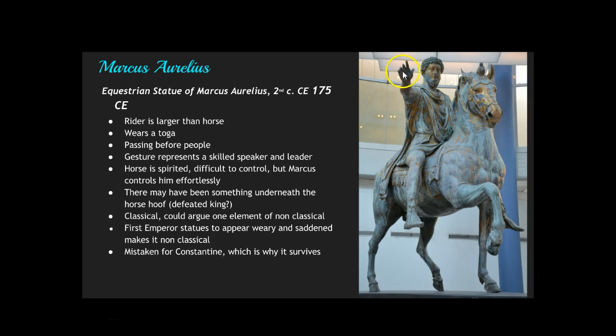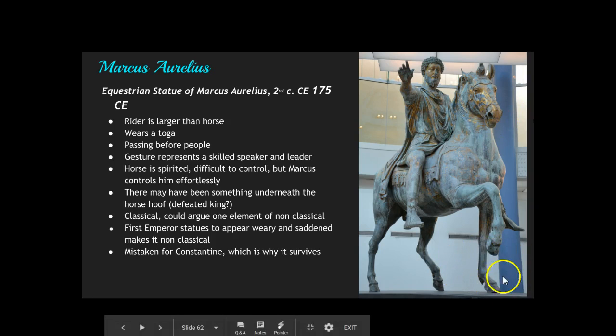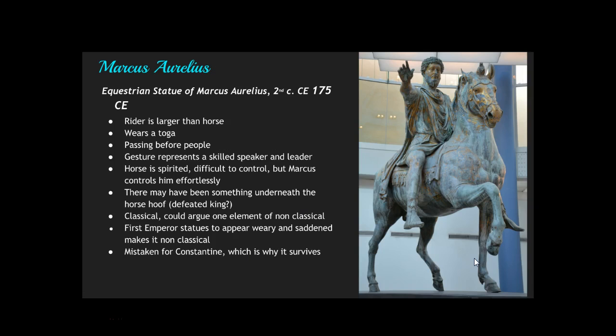We have Marcus, who was a leader, again, larger than his horse. Typically, he'd be a little bit smaller than that. This is called an equestrian statue. Usually in an equestrian statue, they are idealized. They've got their hand out talking to the people. The horse's hoof is up like it's prancing. They believe at one point maybe a person he was conquering, his head would have been under here. And for a while it was mistaken for Constantine, which is why it survived, because a lot of the older stuff was eliminated and melted down.